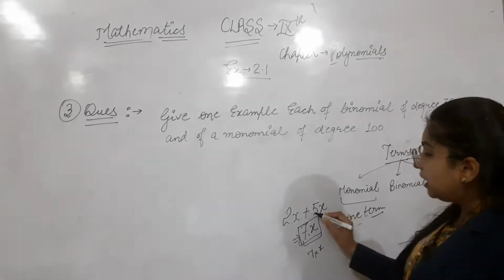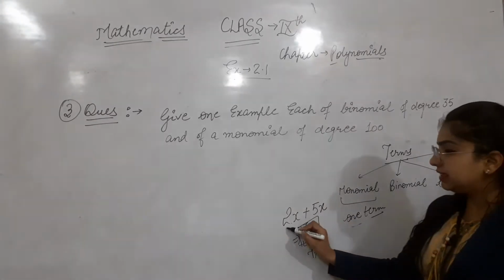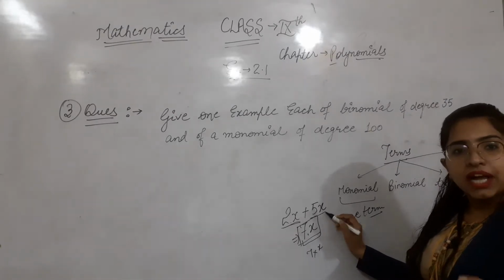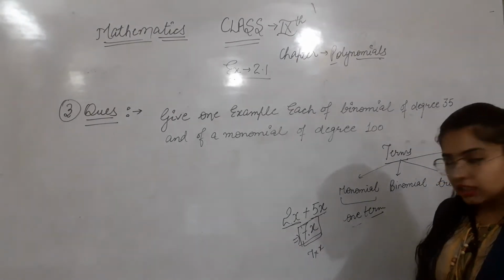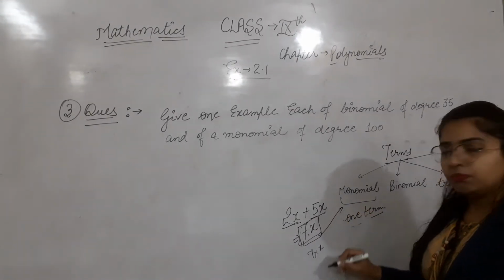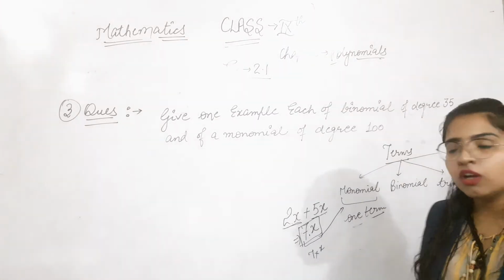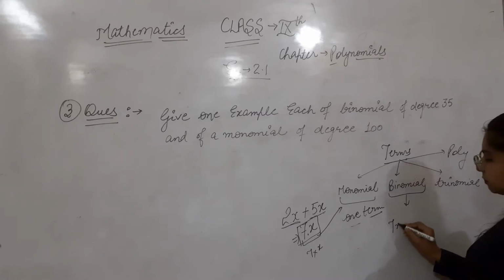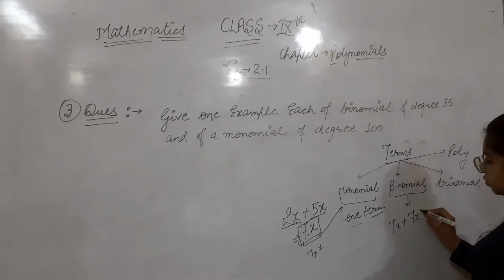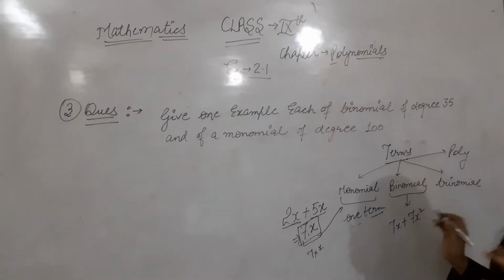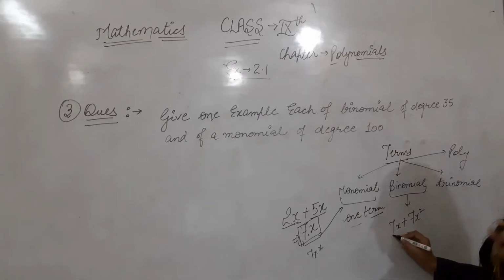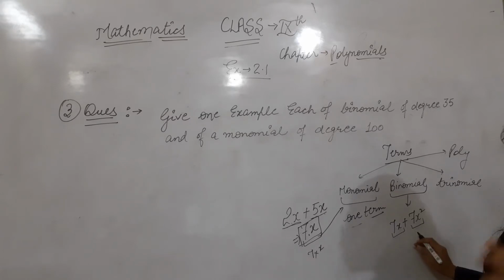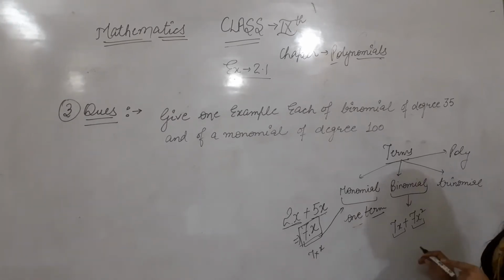But make sure, like this, I am taking the example of 2x plus 5x. This we can add. By adding, it becomes one term only. Hence, this will be a monomial. 7x will be a monomial. For a binomial, 7x plus 7x square. Here two terms are there, 1, 2. Now you can call it a binomial.